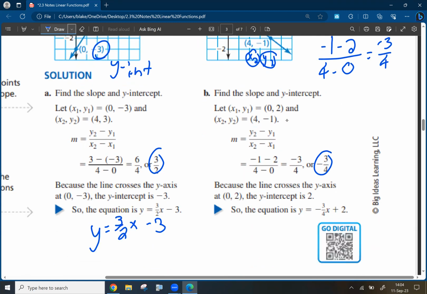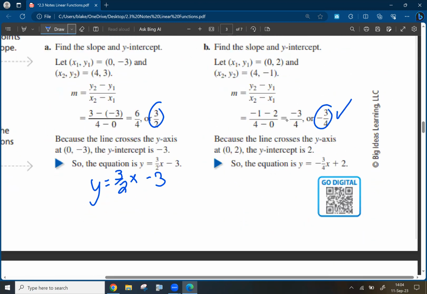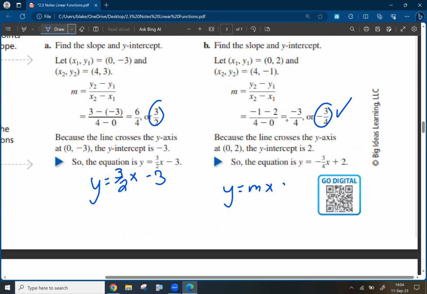So knowing the slope and knowing the y-intercept, we can write our equation. Y equals mx plus b. We know our slope is -3/4, so that's the m. And we know the b was at +2, so +2. And again, you can see it filled in here as well.